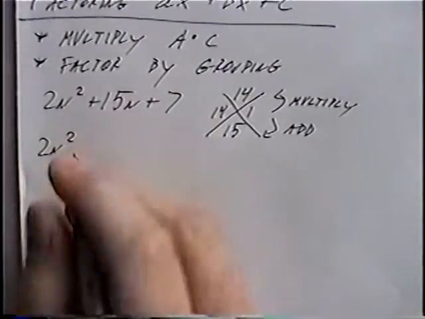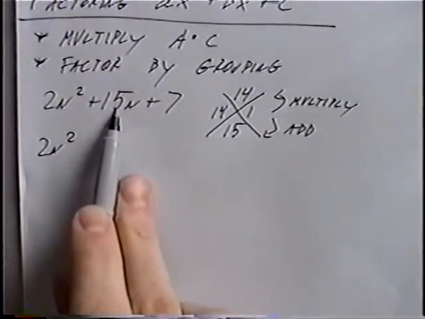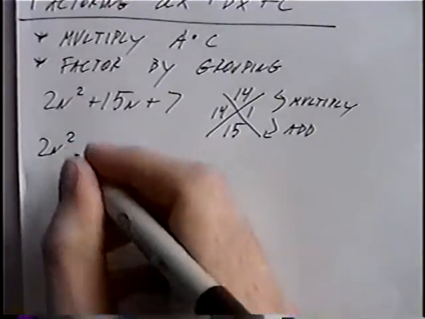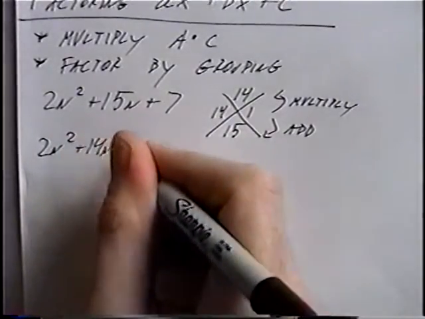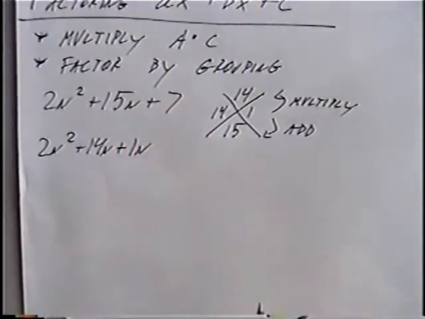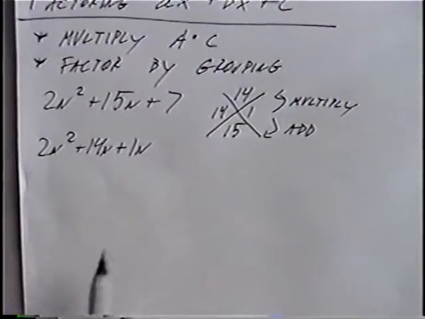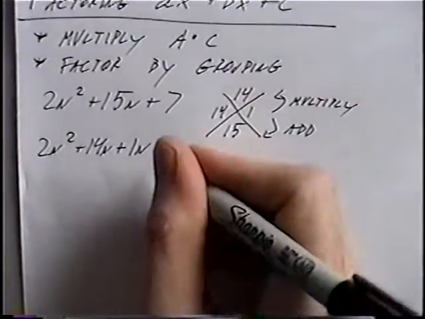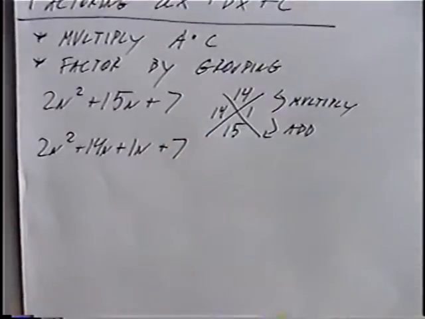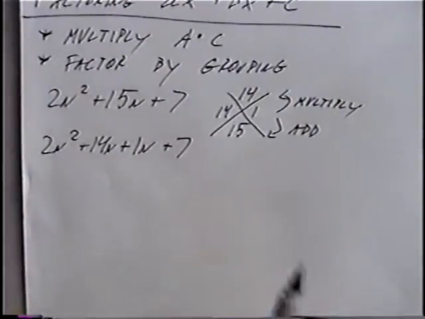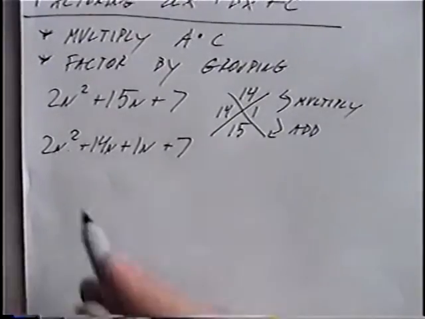What we're going to do is rewrite the question, 2n squared. But instead of 15n, we're going to break it up using these two numbers, 14 and 1. We'll change it to 14n plus 1n. So it's still 15n, 14 plus 1 is 15, but we're using the two numbers we found earlier. The plus 7 also comes down. From here, once you have 4 terms, now we can factor by grouping to get our final answer.